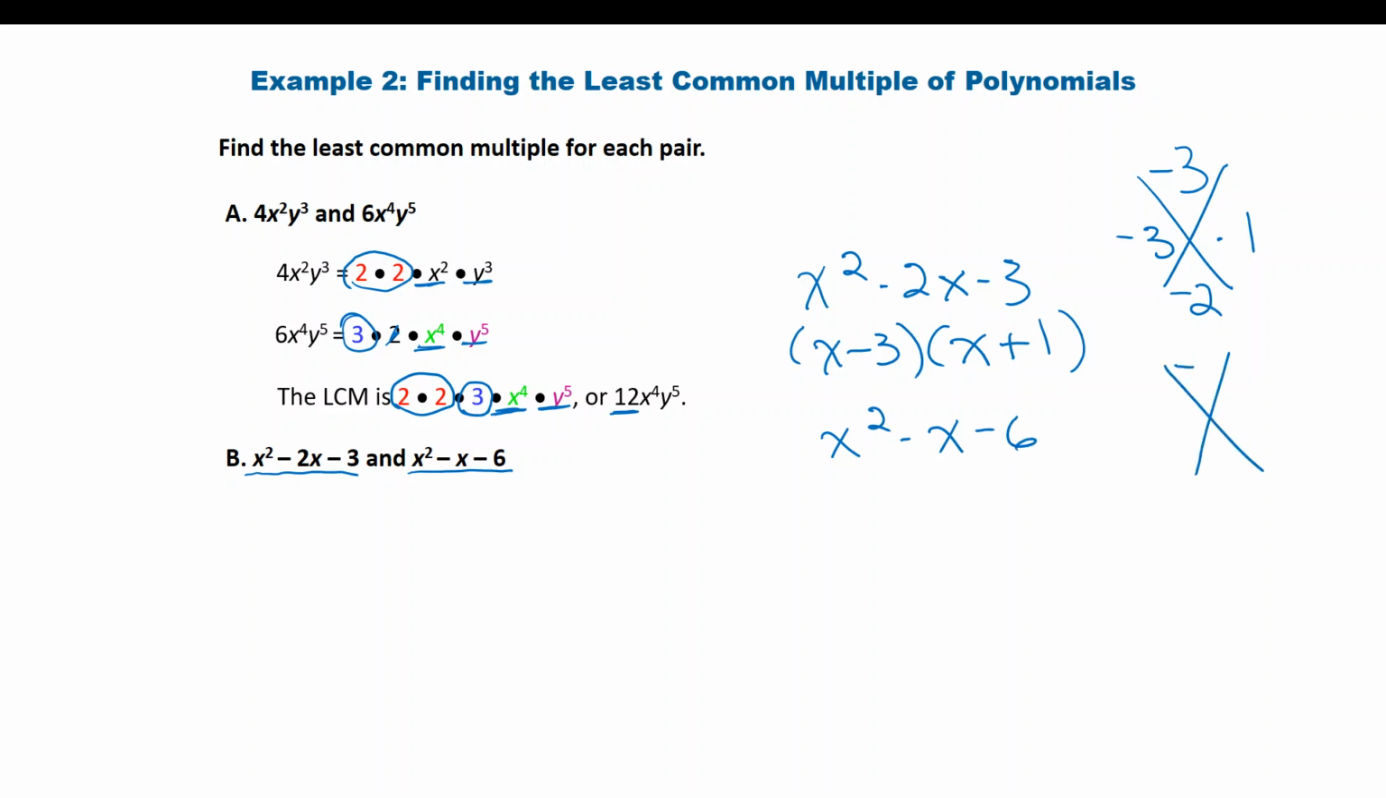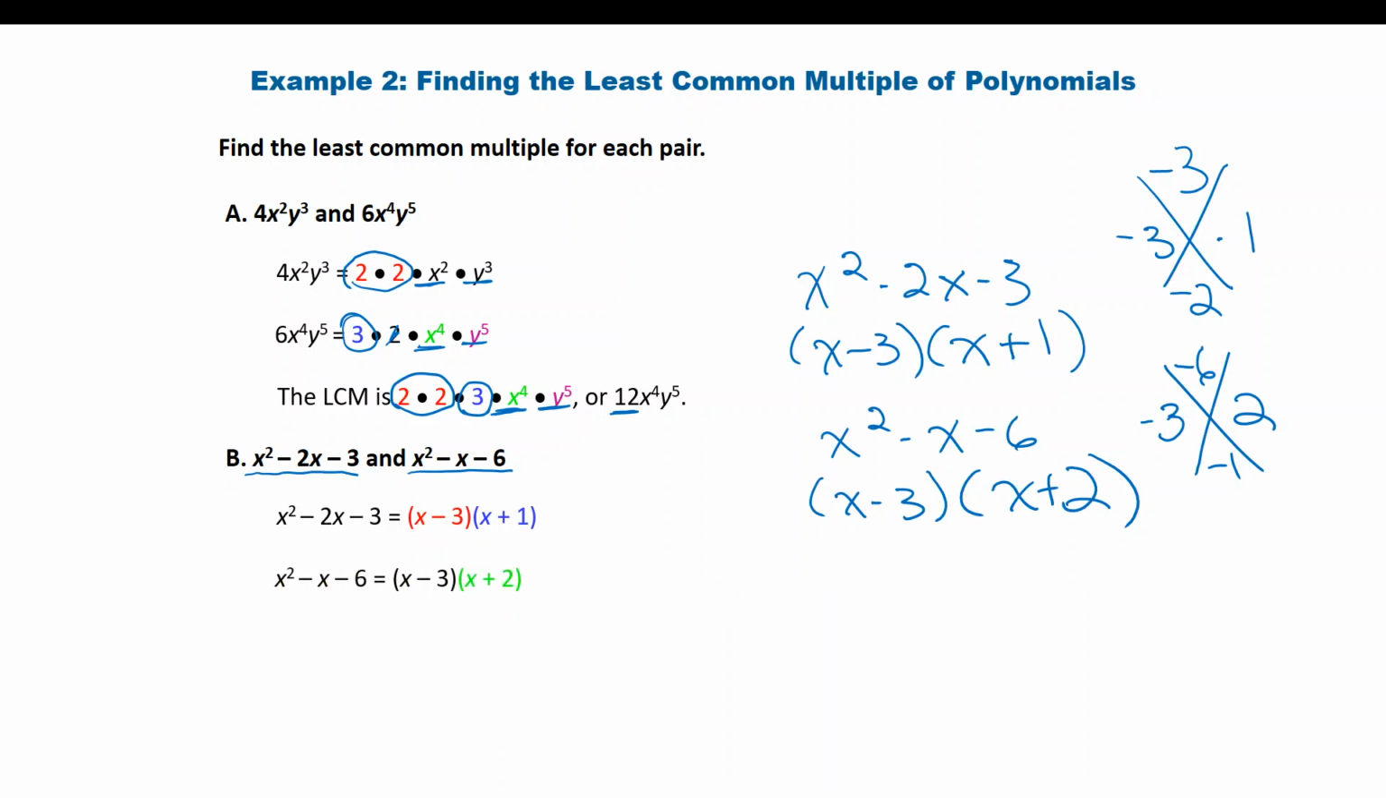Now we're going to take a look at x squared minus x minus 6. Two numbers that multiply together to get negative 6, add together to get negative 1. It's going to be negative 3 times a positive 2. So x minus 3, x plus 2. All right, so here are the factors of x squared minus 2x minus 3. And here are the factors of the x squared minus 1x minus 6.